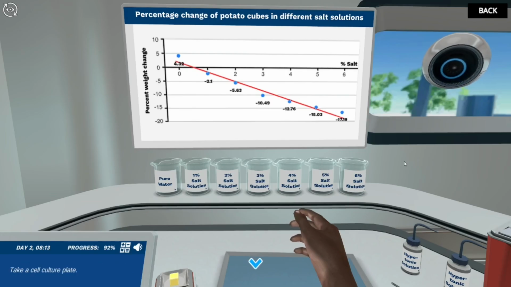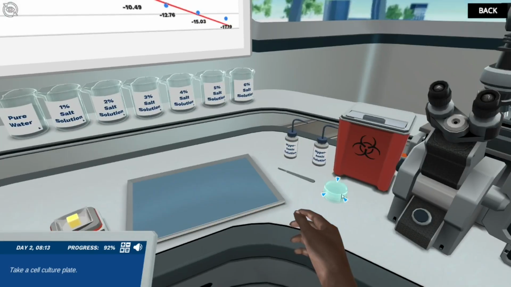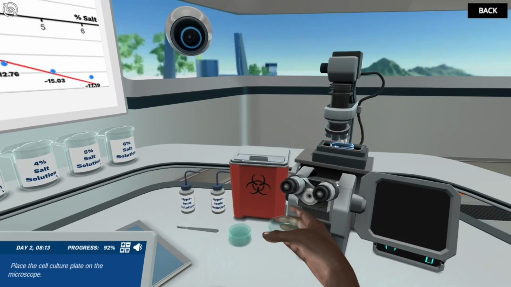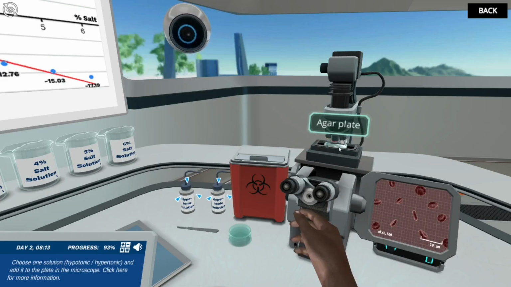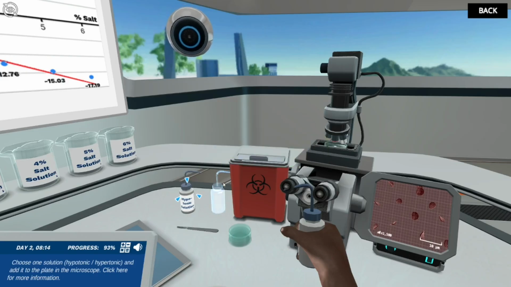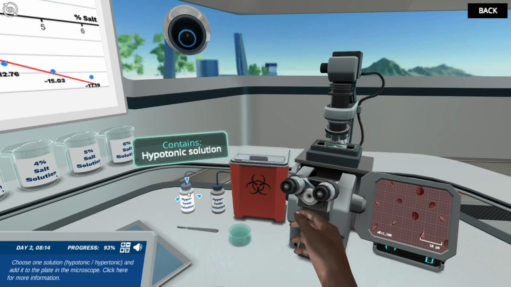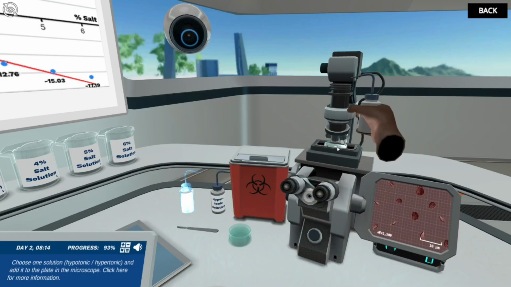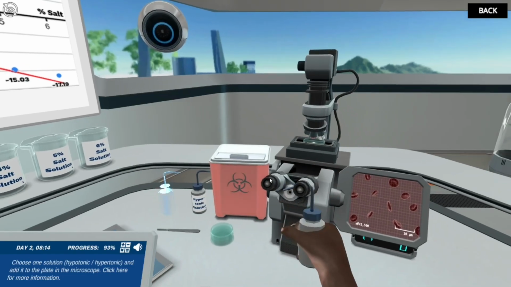Take a cell culture plate. Place the cell culture plate on the microscope. Choose one solution and add it to the plate in the microscope. Click here for more information. The red blood cells shrink. Try adding the hypotonic solution to see what happens. The red blood cells are back to normal.